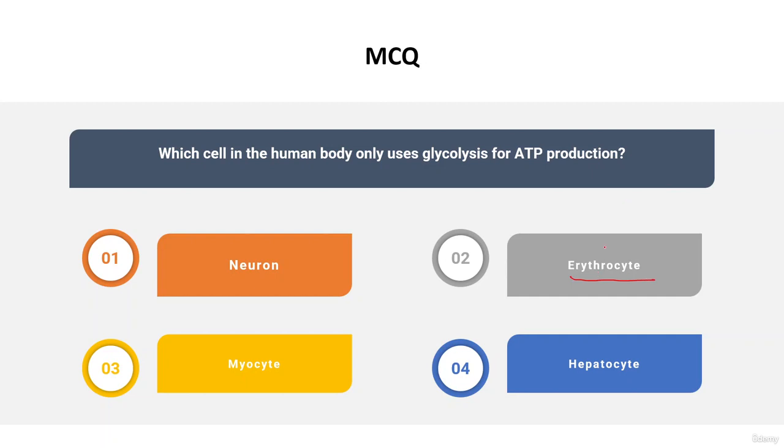Why? Because as we all know, erythrocytes, the blood cells, do not have mitochondria. As they do not have mitochondria, they cannot use the ETC, or oxidative phosphorylation, to produce additional ATP from pyruvate. So they only use glycolysis for ATP production. So this was easy.